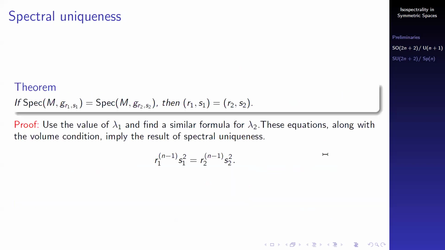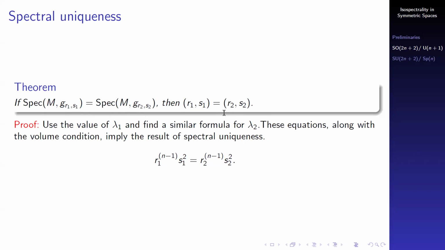So the theorem is that we found spectral uniqueness within that family. That means that if we have two manifolds in that family, let's call them (M, g_{R1,S1}) and (M, g_{R2,S2}), then if the spectrum is equal, they have to be the same metric. R1, S1 has to be equal to R2, S2.